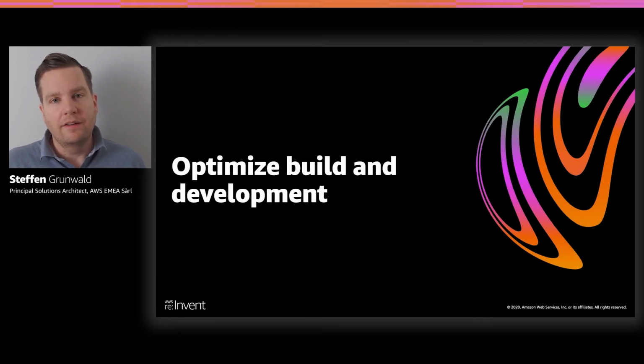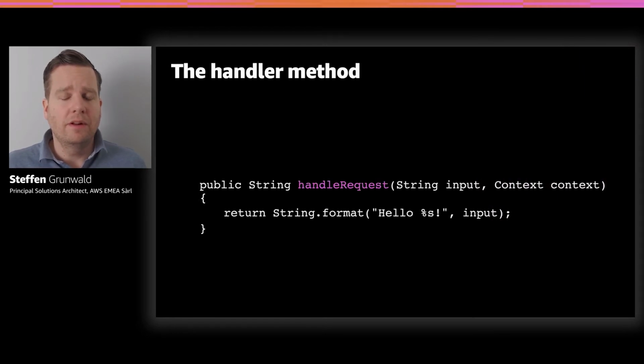Let's look at build and development and look at maybe the most simple function you can implement as a handler. And this here is just a handle request method that takes an event here in string format, and also the context object as passed by Lambda.